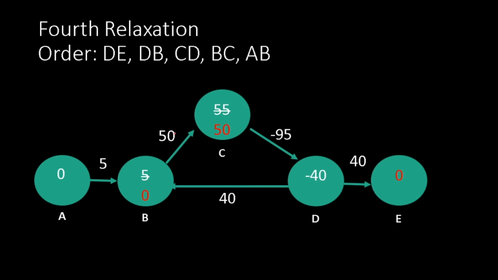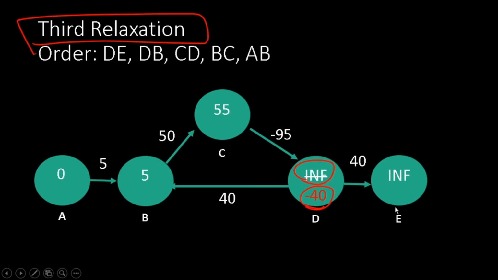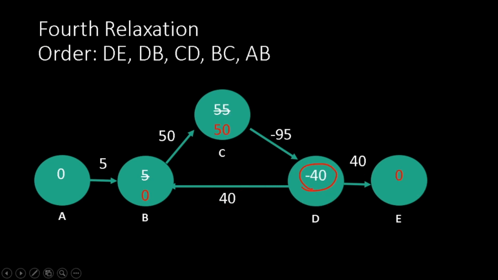Fourth and final step, because D is updating, this is the most critical step. Because D is updating, minus 40 plus 40, B will be relaxed to 0. Okay, and 0 plus 50, this will be relaxed to 50, and minus 40 plus 40, this will be relaxed to 40. Okay, let us see if that's what's happening.